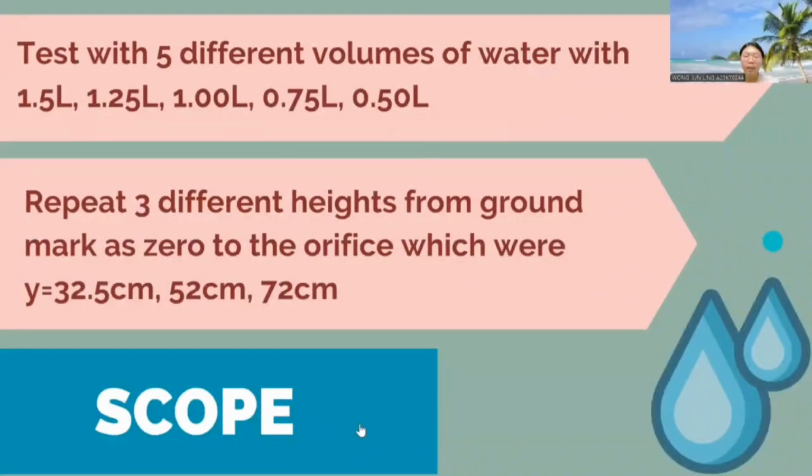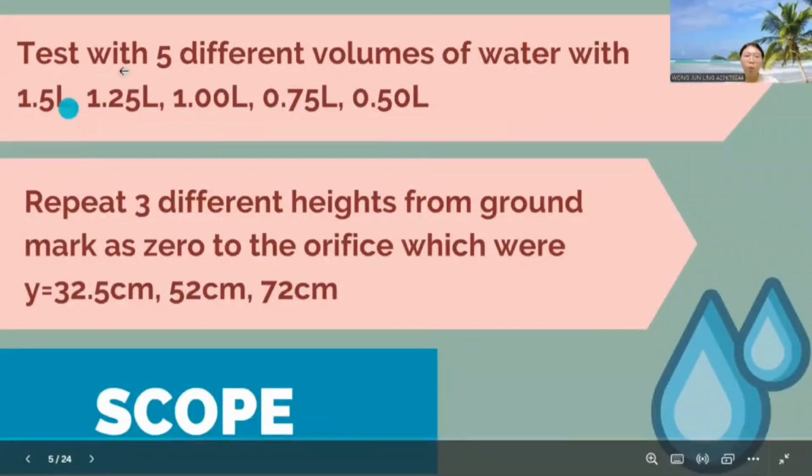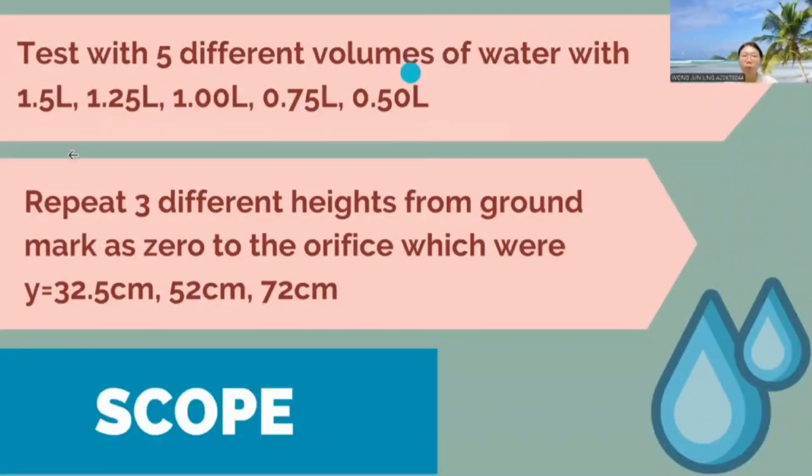The scope of this experiment is we test 5 different volumes of water: 1.5 liter, 1.25 liter, 1 liter, 0.75 liter, and lastly 0.5 liter. After that, we repeat for 3 different heights from the ground mark S0 to the orifice, which are y equals 32.5 cm, 52 cm, and lastly 72 cm.